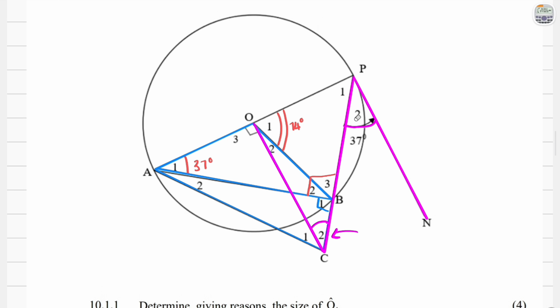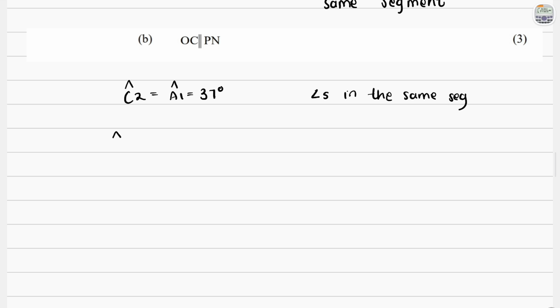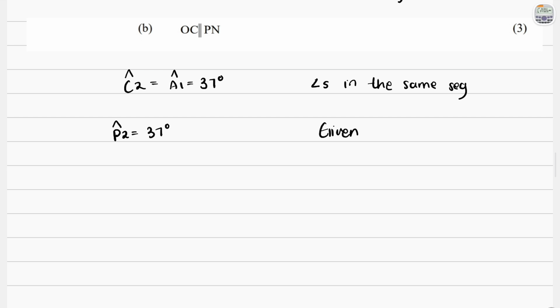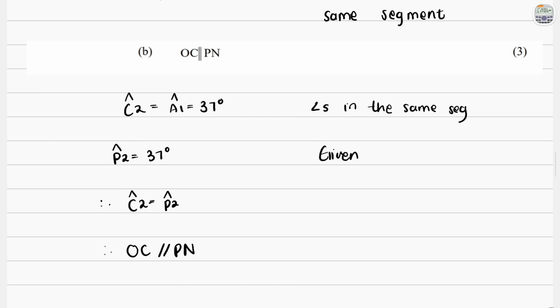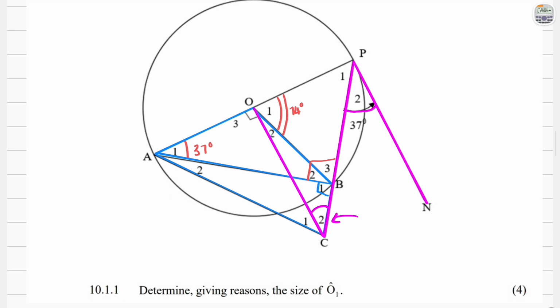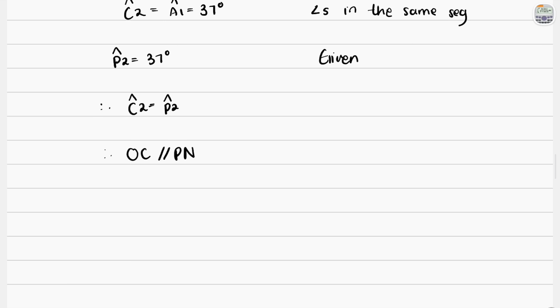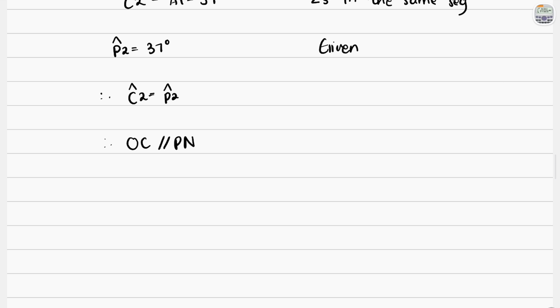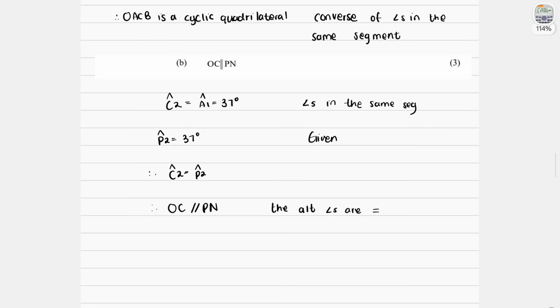And we can also see that angle P2 is also equal to 37 degrees. And this is not something we found. This is just something that was given initially. So we'll just tell them this was already given, okay? And so because they are equal, we're just concluding angle C2 is therefore equal to angle P2. And so therefore, these lines are parallel. OC is indeed parallel to PN because we have equal alternate angles on these lines. Okay, so the reason can be equal alternate angles, and that will be fine. Or you can also say the alternate angles are equal. And that is our answer, and we have proven that.